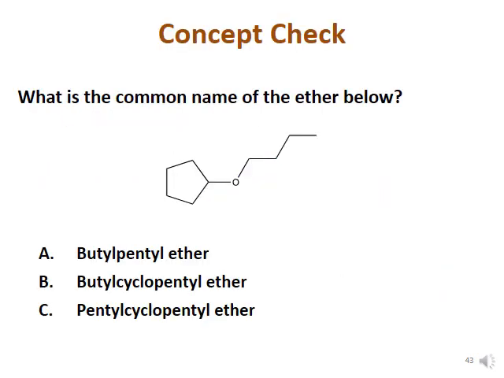Another example for naming. Okay, 1, 2, 3, 4, 5. So that's a cyclopentyl group. And this is 1, 2, 3, 4. So that's a butyl group. Butyl comes before cyclopentyl, so butyl cyclopentyl ether. Nice job. Good job. Moving on.